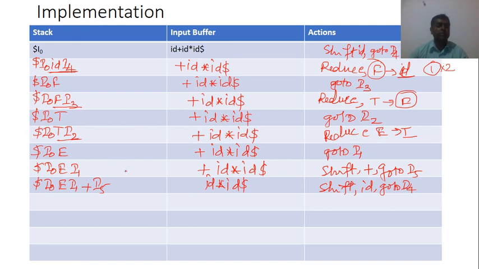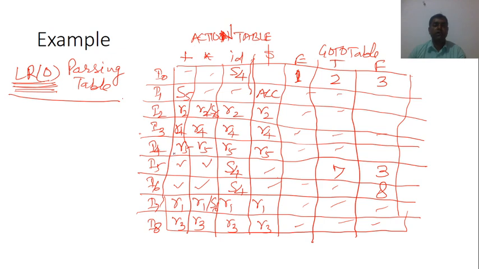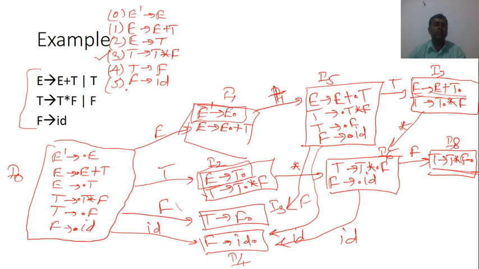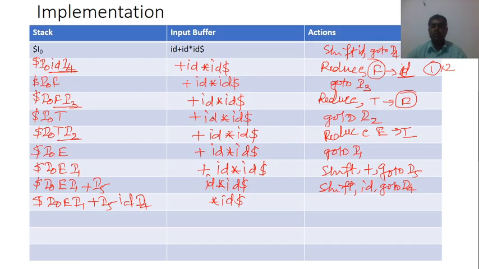So now it becomes here $ I0 E I1 plus I5 ID I4, and here it becomes asterisk ID $. Now I4 asterisk, that is what? Reduce by fifth production, R5. What is our fifth production? F goes to ID. So here you have to reduce by F goes to ID.